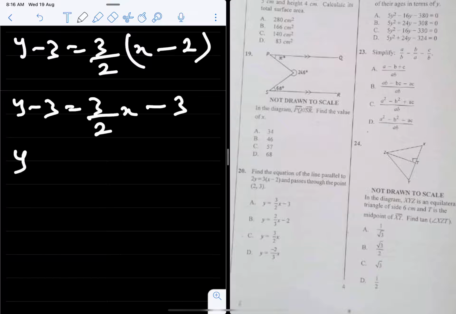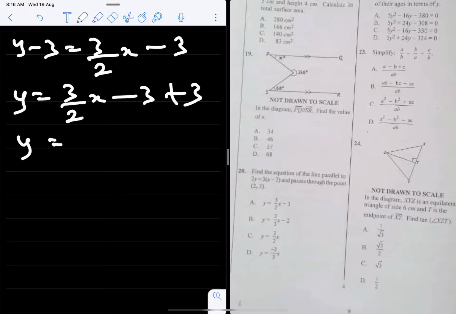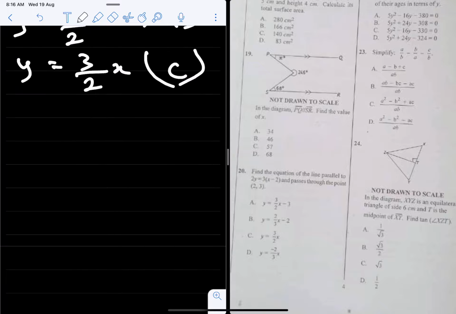And this simply means y equals 3 over 2 x minus 3 plus 3, which means therefore that y equals 3 over 2 x. The correct option is C. Now to the next, number 21.